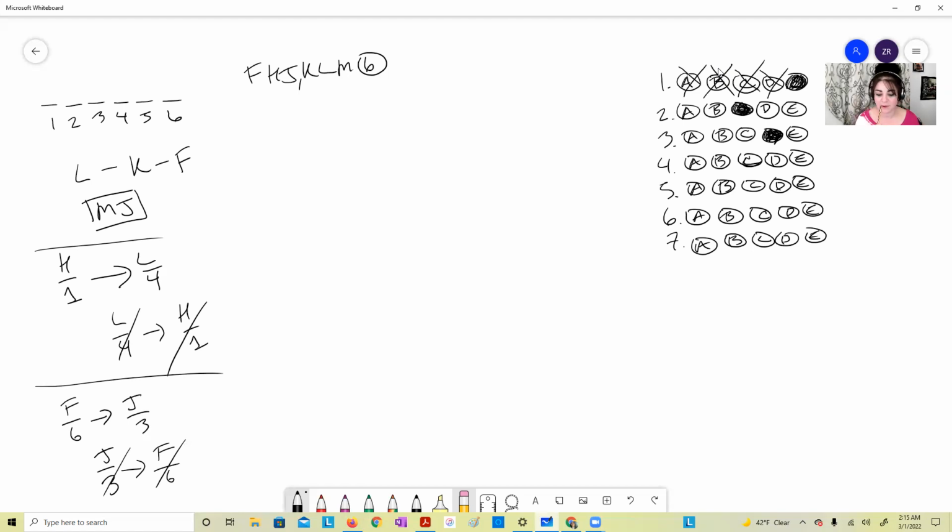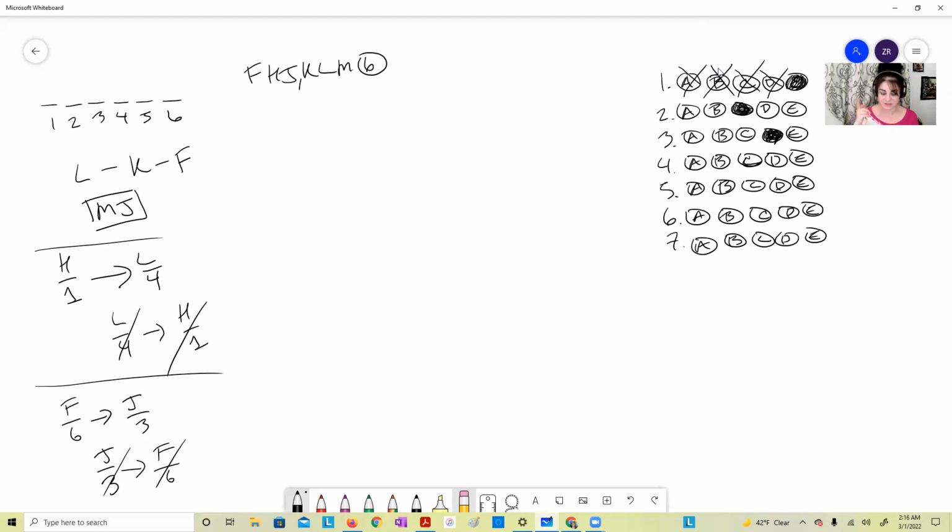All right, what about number 4? 4 is asking me what is the most students that could be to the left of L. Well, I think I can figure that out just by looking at my rules as I diagram that, because we have L, then K, then F.